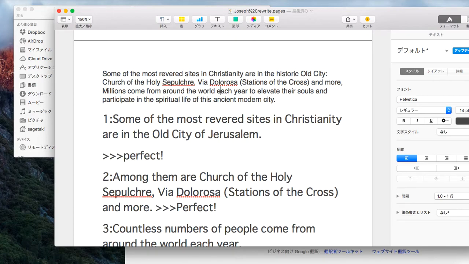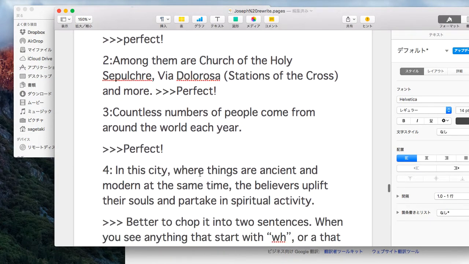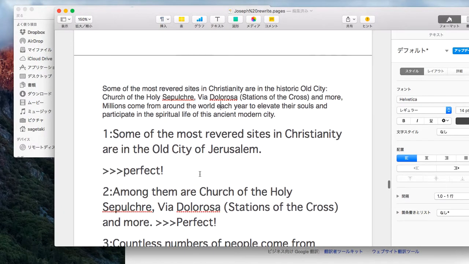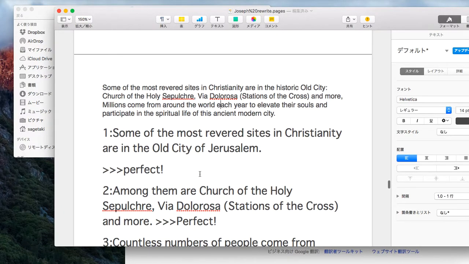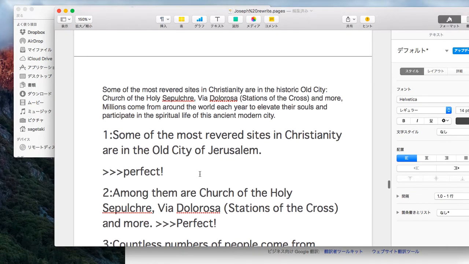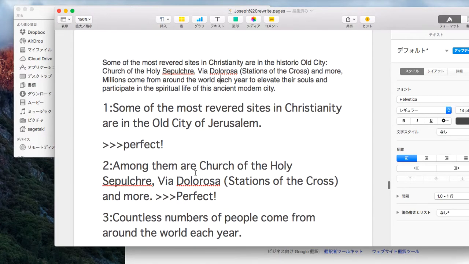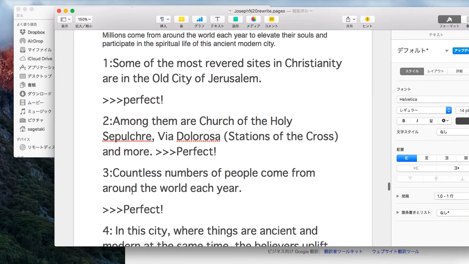So it was a long one. This rewriter chopped this sentence into four sentences, and this is good enough. Let me explain to you. Number one: some of the most revered sites in Christianity are in the old city of Jerusalem. Perfect. What about number two? Among them, a church of the Holy Sepulchre, Via Dolorosa, Station of the Cross, and more. And this is perfect.